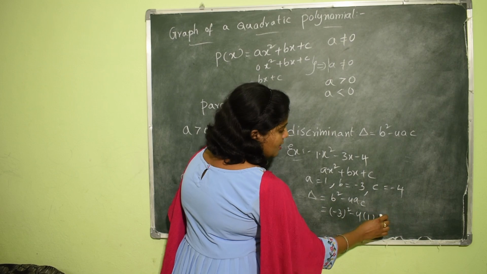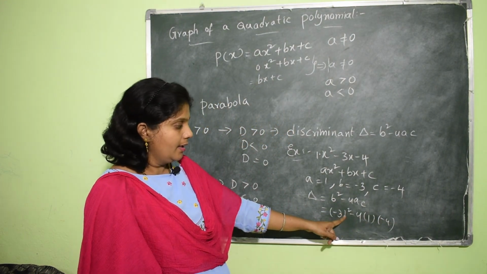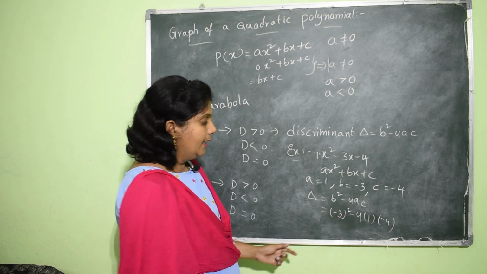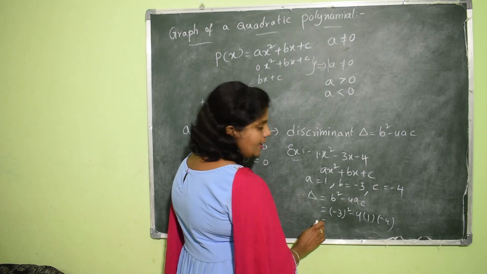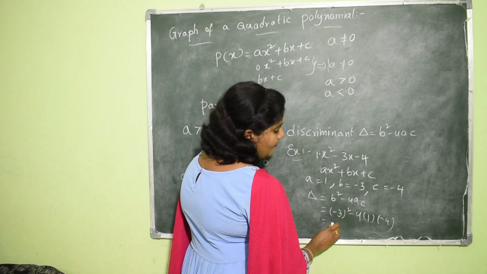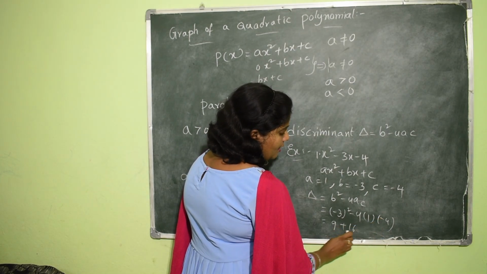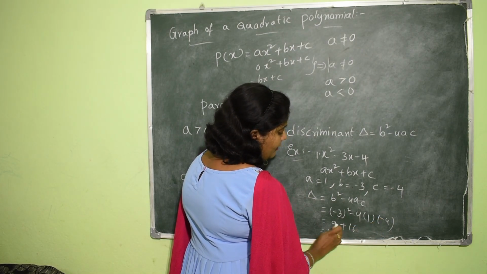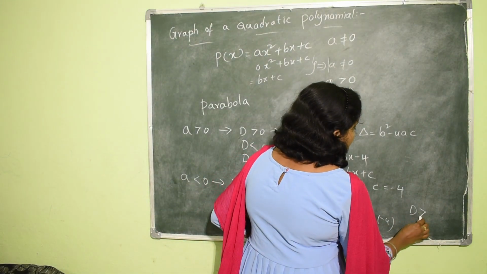The c value is minus 4. When the power is even, and 2 is an even power, it will come positive. Minus 3 into minus 3 is plus, minus into minus is plus. So 3 into 3 is 9. Minus into minus again plus, 4 into 4 is 16. So 25. 25 is greater than 0, which means here d is greater than 0.